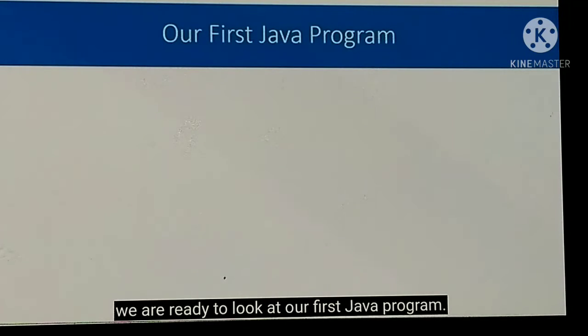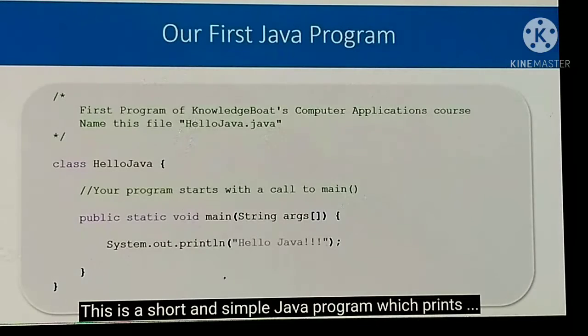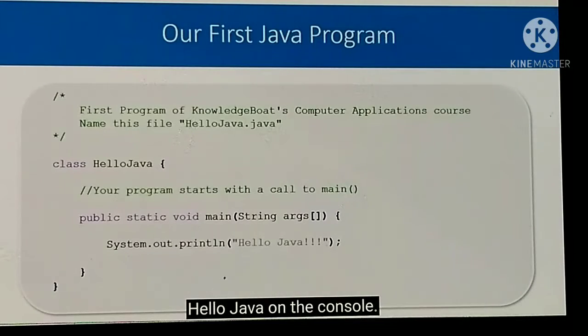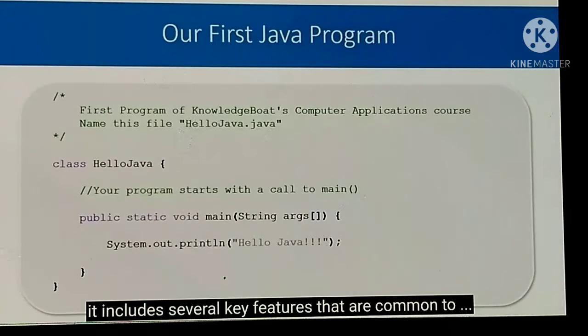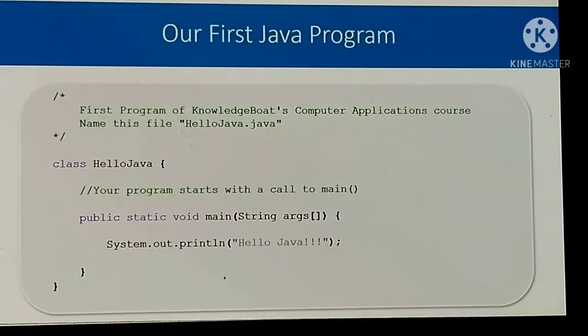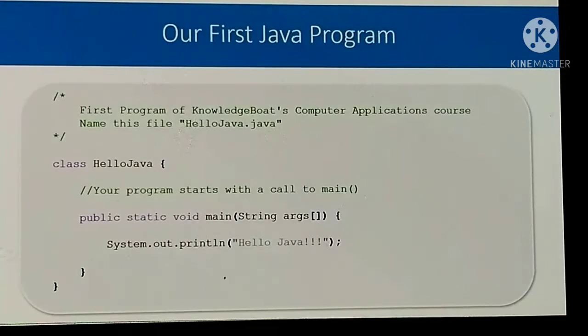So we are ready to look at our first Java program. This is a short and simple Java program which prints Hello Java on the console. Although this program is quite short, it includes several key features that are common to all Java programs. We will go through the program line by line and understand key features of Java programs.